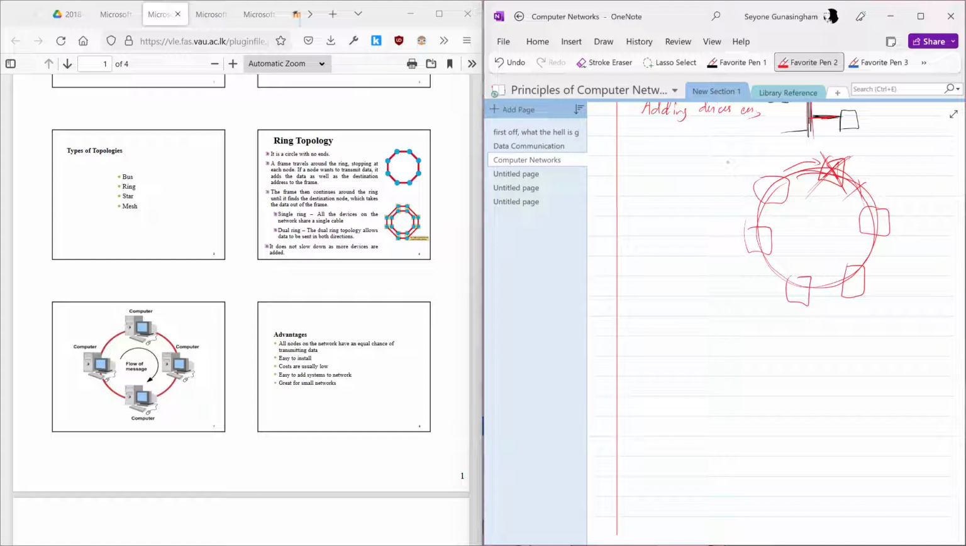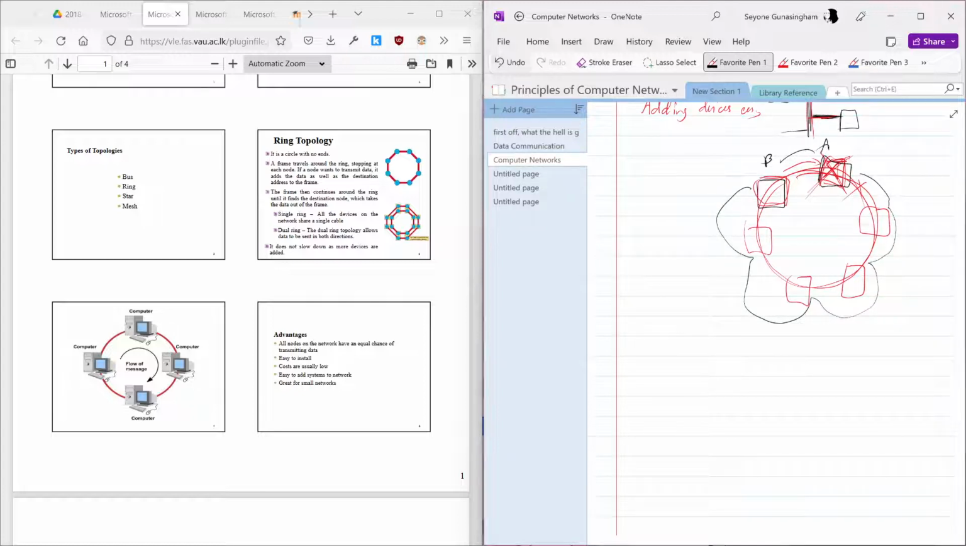So it's not really a smart idea to do that. And also imagine this. You've got this PC, and you want to send data to this PC. So you've got A sending to B. You can't really send data this way because, like I said, it's one way, right? So you have to go 1, 2, 3, 4, 5, and then it gets there.